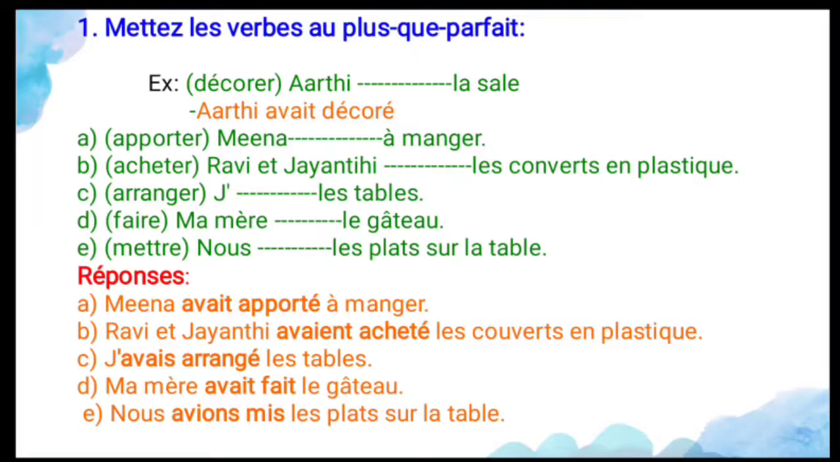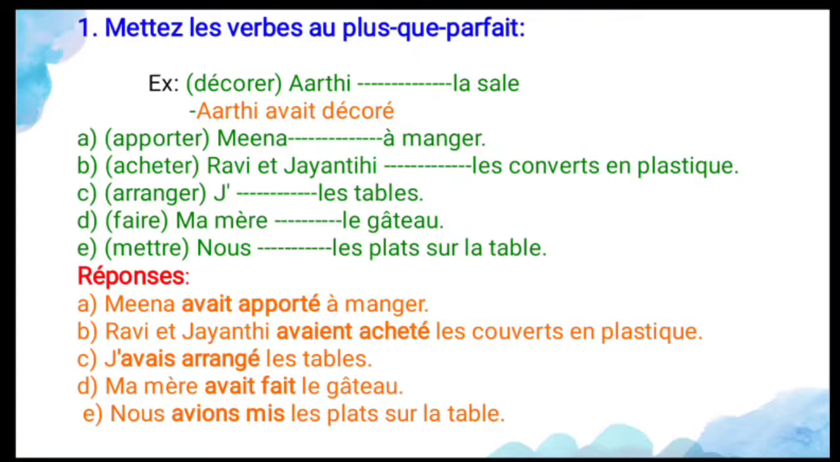And next is apporter. Apporter means to bring. Mina, à manger. So the apporter verb is also not in the 16 verbs, so you have to use the avoir verb only. See the answer. Mina avait apporté à manger. So apporter ends with er. So what is the ending for the past participle? É with accent aigu. So Mina avait apporté à manger. It means Mina had brought food. And second, acheter.